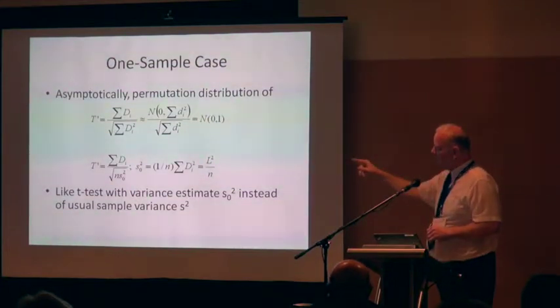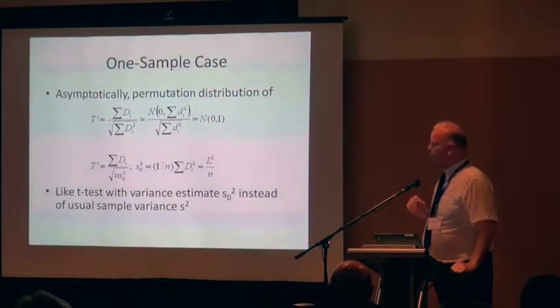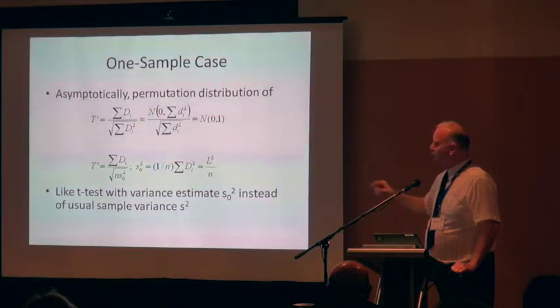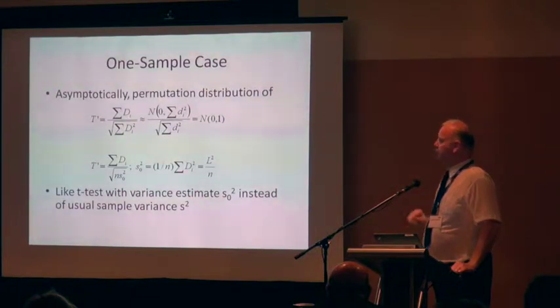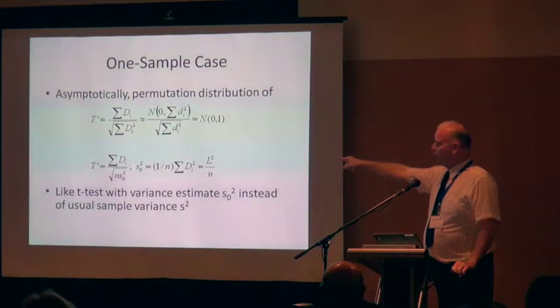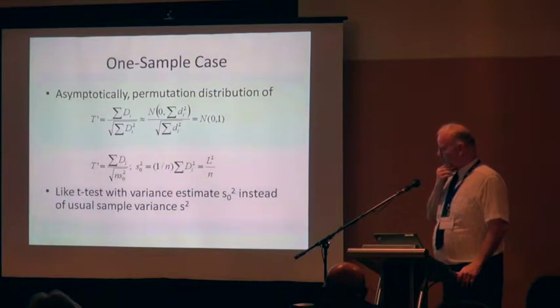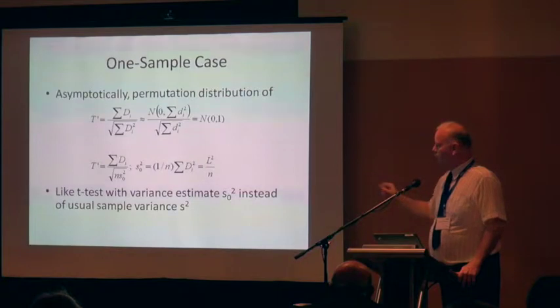And this t statistic that I'm using here is very closely related to the usual t statistic. It's slightly different. We're using a slightly different variance estimator, S0 squared, where instead of the usual sample variance, we're using 1 over n times the sum of the Di squared, which is just the squared length of the D vector divided by n, the number of pairs. So this is very closely related to the usual t statistic. It's a little bit different.